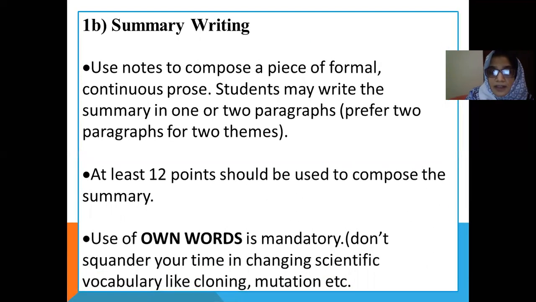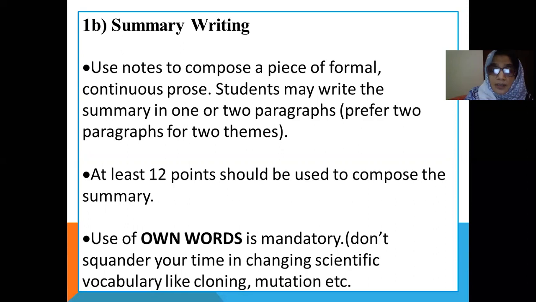Then the summary writing, as I said, the students are going to write it in 1 or 2 paragraphs. It depends upon them. I ask my students to write 2 paragraphs. So it will actually give them a clear idea of how much importance they have given to the paragraphs, so it wouldn't be lopsided when they construct paragraphs which are almost equal in number of lines.